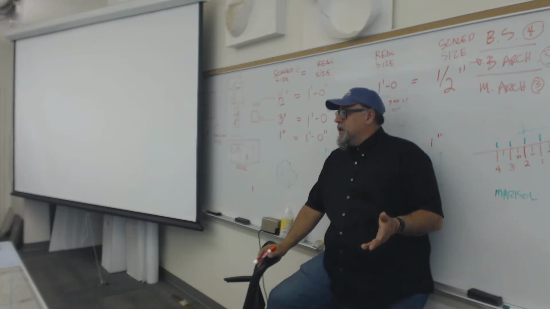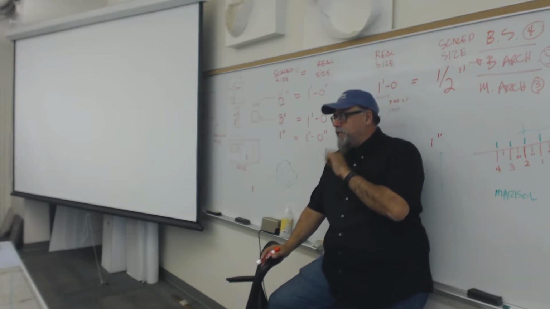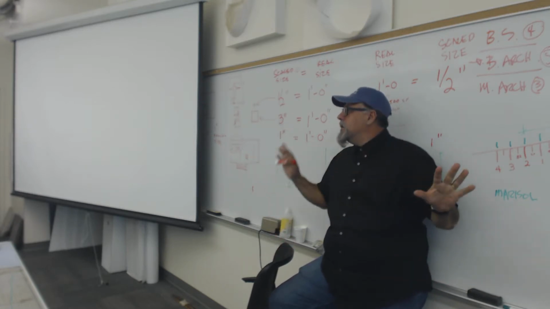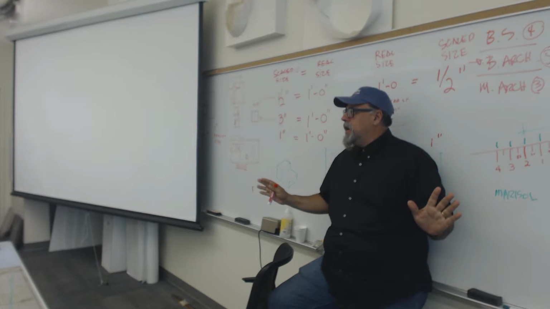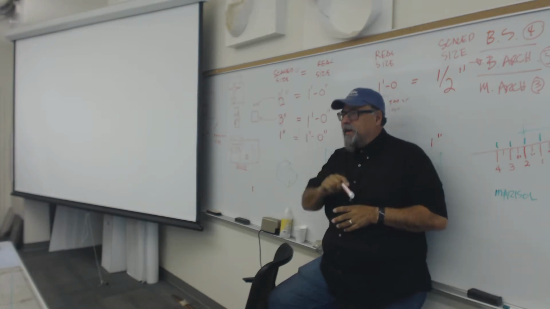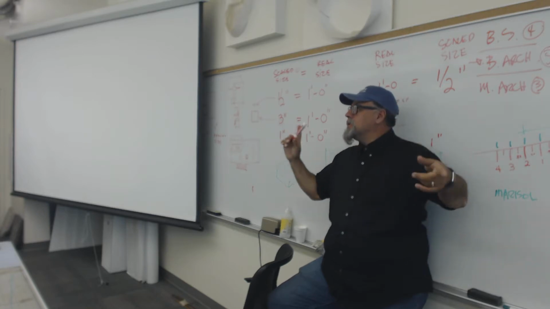12 foot 6 is the same as 12.5 feet. I'm just letting you guys know that. I'm expecting that you understand the notion of units and how to convert inches to decimal. If not, find out. All right, other questions?